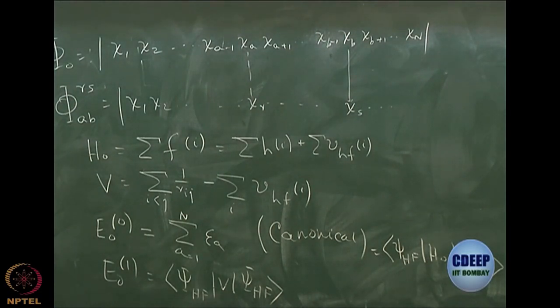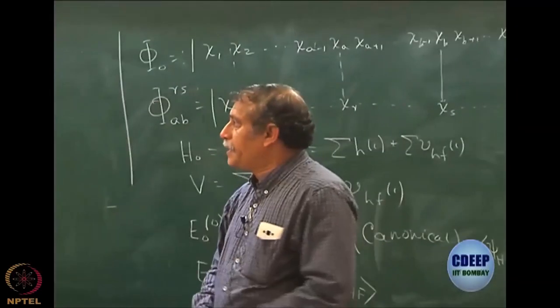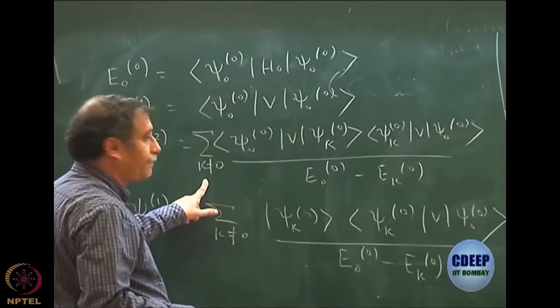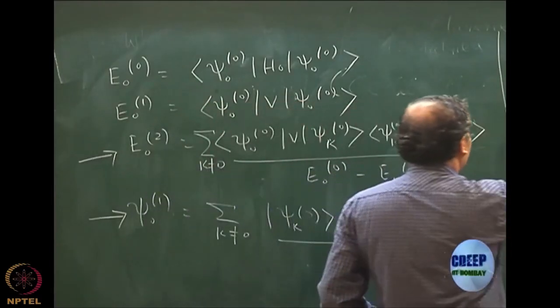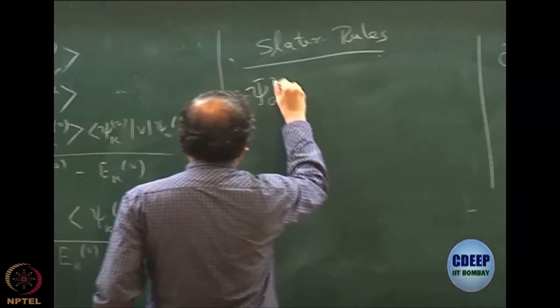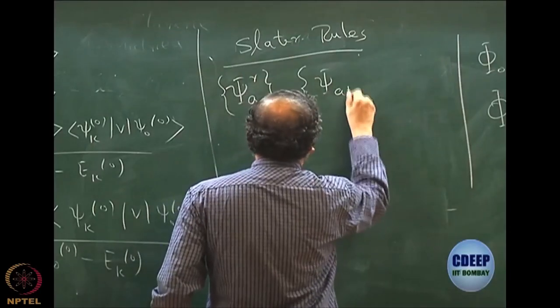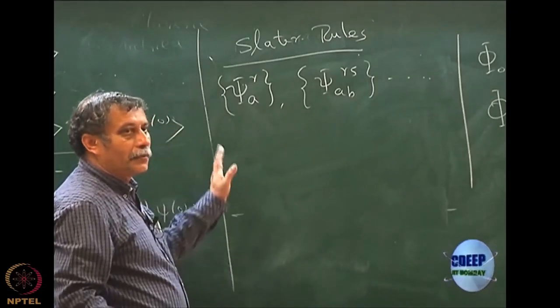So, now what we will do, we will first write psi 0 1, then we will write E naught 2. Okay? So, for psi 0 1, remember, and for E0 2, we need to sum over all the states of H0, except for the ground state. So, we have already identified those states of H0 as psi AR, all psi AR, all psi ABRS, and so on. Remember, we did this exercise.